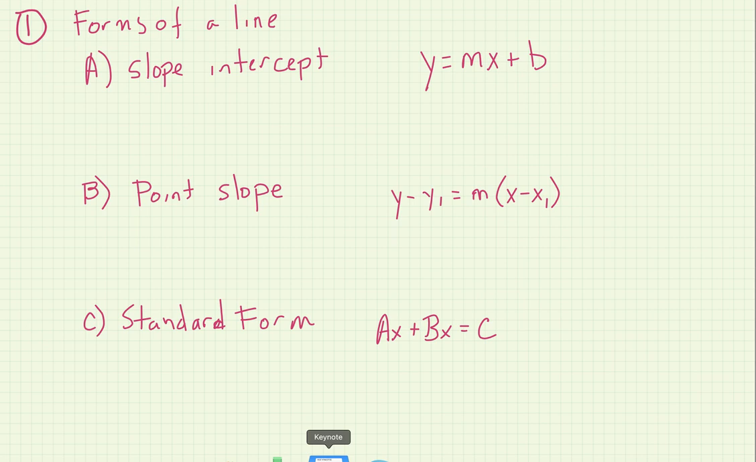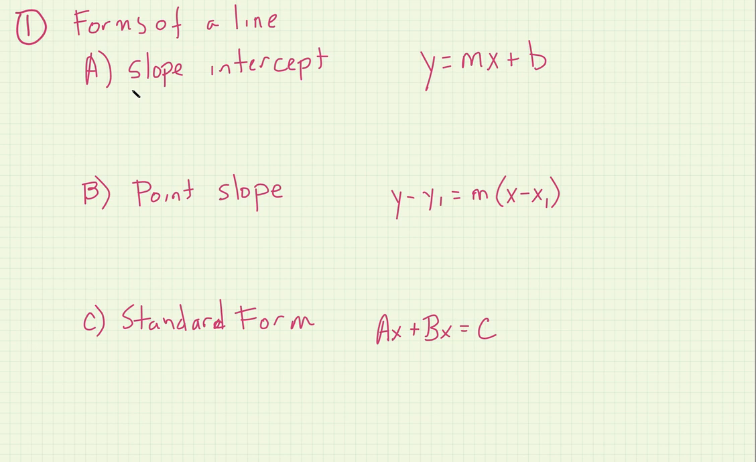2 points, how we find an equation that contains both of those points, and we're also going to do a few other word problems. So let's get started. All right. So the three forms of a line that we need to know by the time that we complete algebra are the slope-intercept form of the line, the point slope, and the standard form.